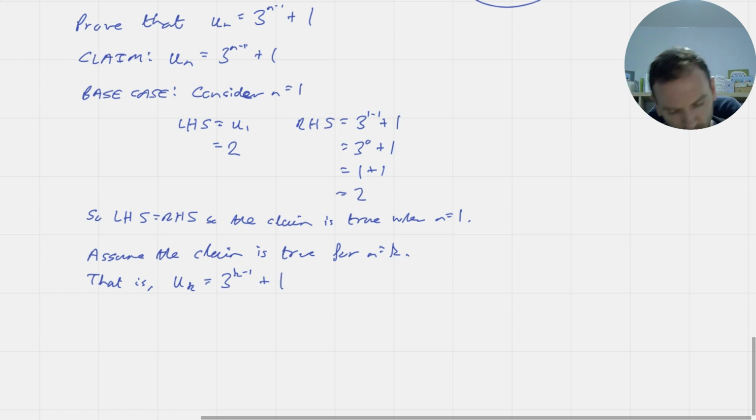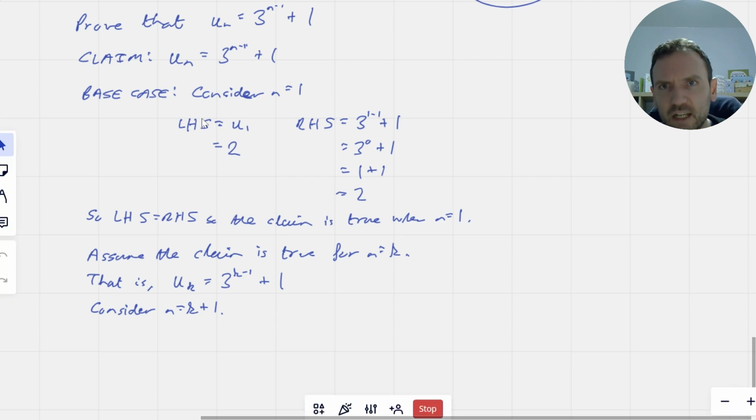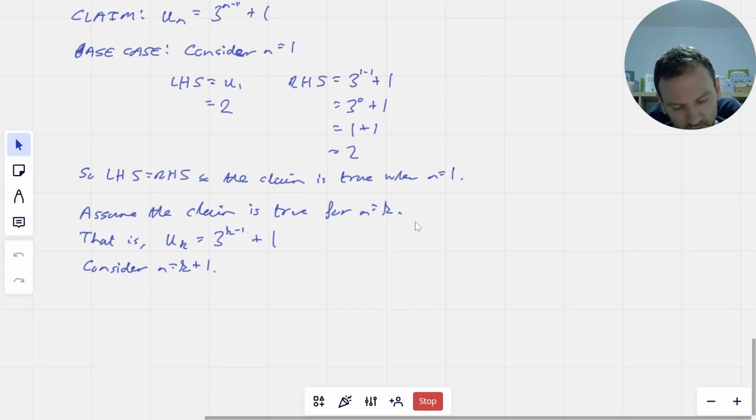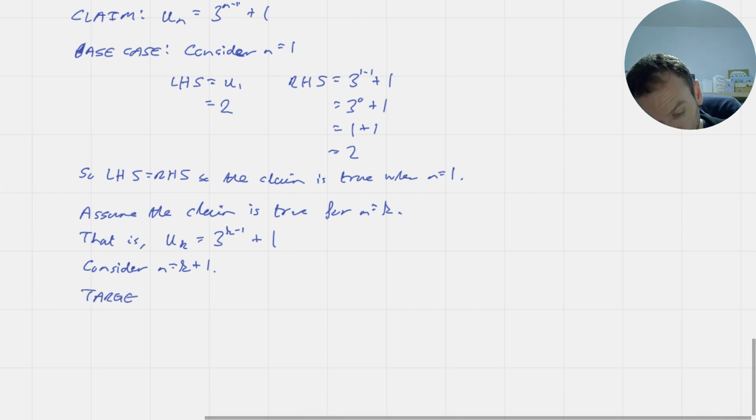And now we want to consider the next term. So we're going to consider n equals k plus 1. This next step is for us rather than for the proof, but we need to work out what we're about to target. So our target here, make sure if you are writing this, which I recommend you do, make sure you explicitly label the target because we don't know it yet. But our target's going to be what happens when we replace n with k plus 1 in our claim.